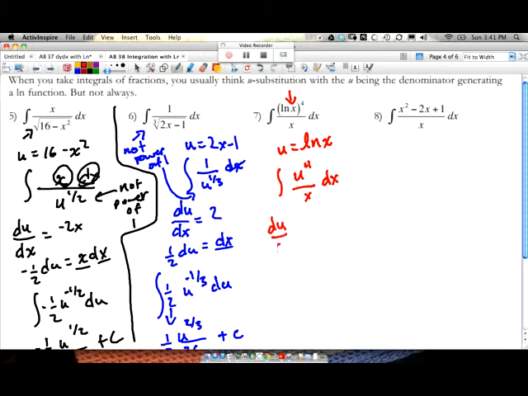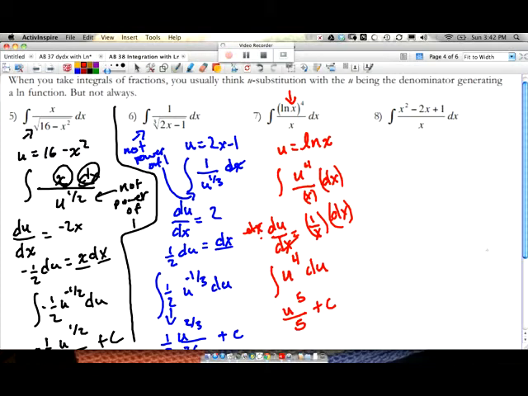Du dx, the derivative of natural log of x, is just 1 over x. Okay, so actually I could use that x in the denominator. Look at this. 1 over x times dx, and that's what I have here, 1 over x times dx. So I just take those out, replace it with a du. Now it's simplified to u to the 4th du. And the antiderivative of that is u to the 5th over 5 plus c. Super easy. Super, super easy.